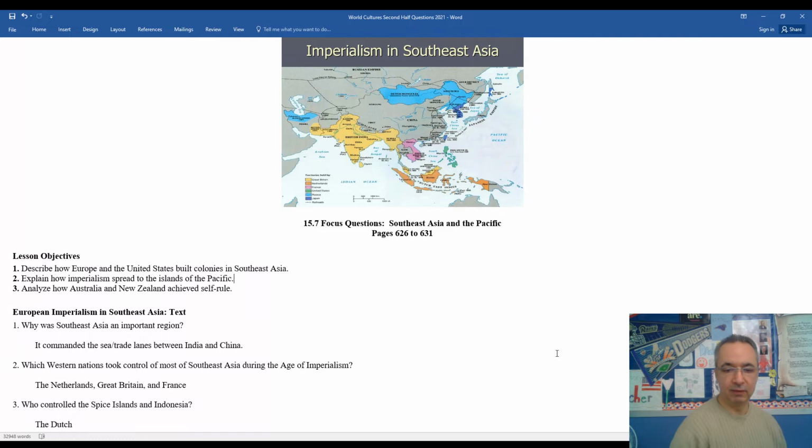Time to take a look at 15.7, Southeast Asia and the Pacific during the age of imperialism. Some of the key things we'll be looking at today: we'll look at how Europe and the United States began to build colonies in Southeast Asia. We'll explain how imperialism spread to the islands of the Pacific. And we'll look at how Australia and New Zealand achieved independence and self-rule.